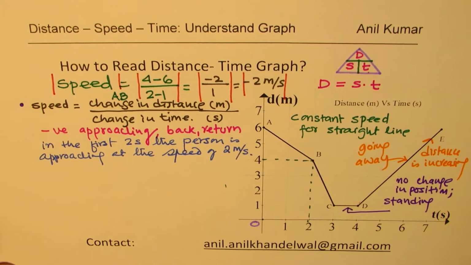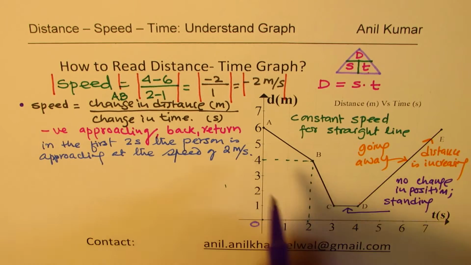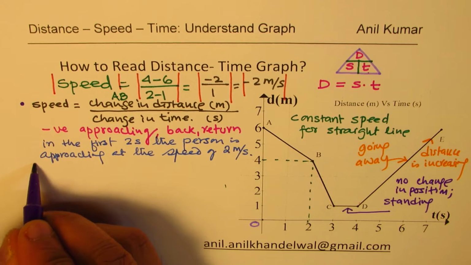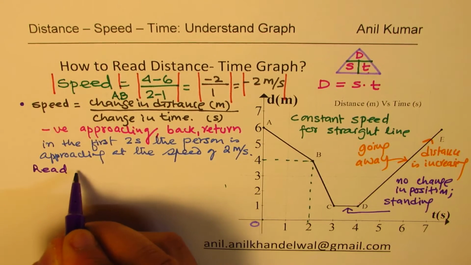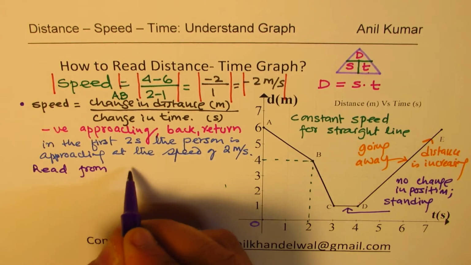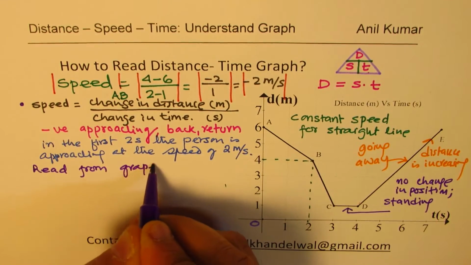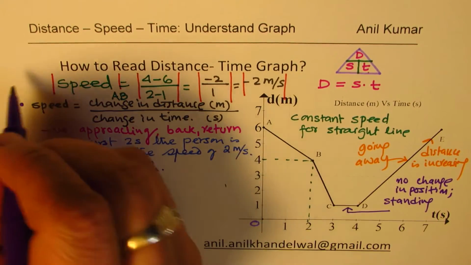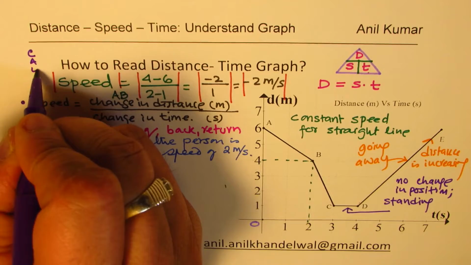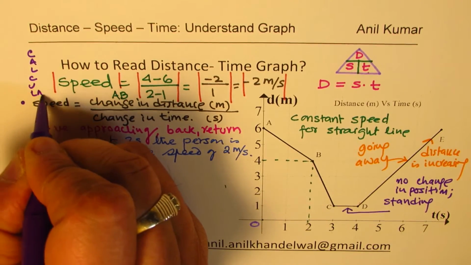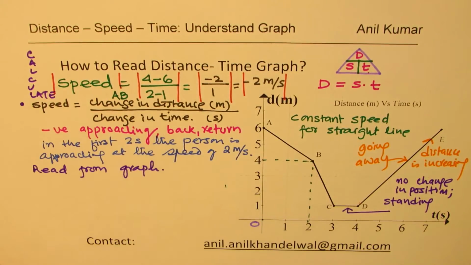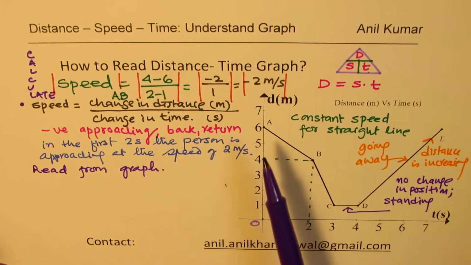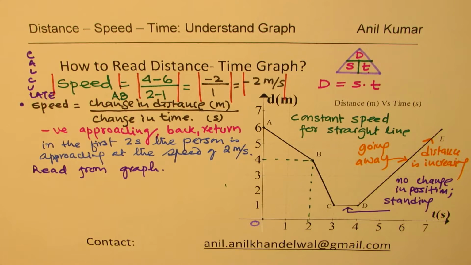So that is the calculation required whenever you have a graph. Now, what are the things which you can straight away read? So let's now say, what can you read from the graph? Now, this is easier stuff. That was calculate, right? So you have to calculate speed, because the graph only gives you distance and time.